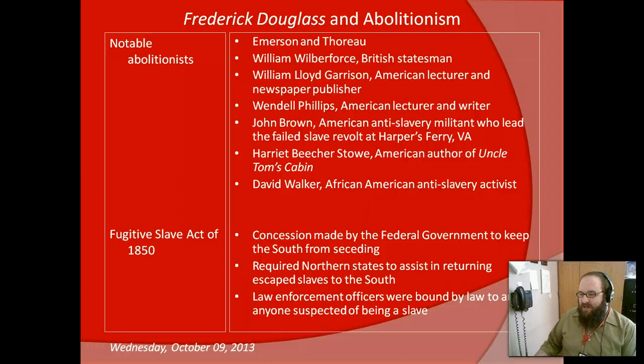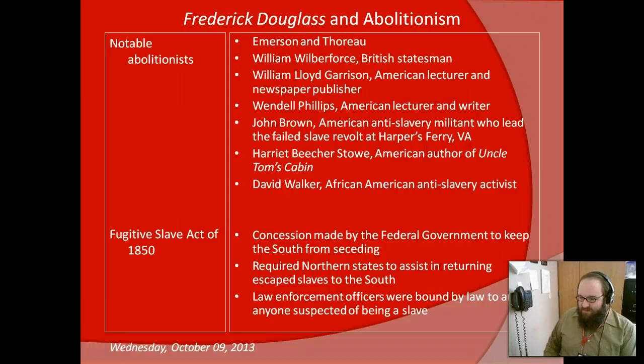The Fugitive Slave Act required that states use their available means, their militias, their law enforcement, to help return slaves. Law enforcement officers in northern states were actually bound by law to arrest anyone they suspected of being a slave. You can imagine some gray area there. It was very difficult to just look at someone or overhear someone and suspect them of being a slave. So it was a very difficult law to enforce. Very difficult law to ethically enforce as well.